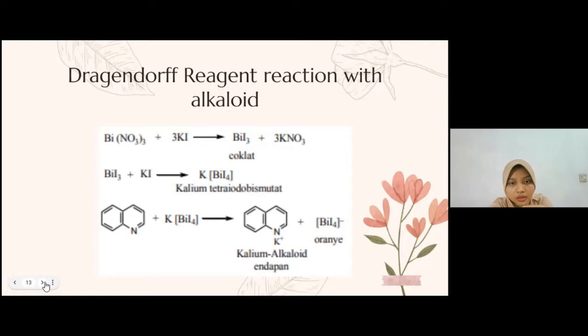Furthermore, the bismuth 3+ ion from bismuth nitrate reacts with potassium iodide to form a black precipitate of bismuth(III) iodide, which then dissolves in excess potassium iodide to form potassium tetraiodobismuthate. In the alkaloid test with Dragendorff reagent, nitrogen is used to form a coordinate covalent bond with potassium, which is a metal ion.